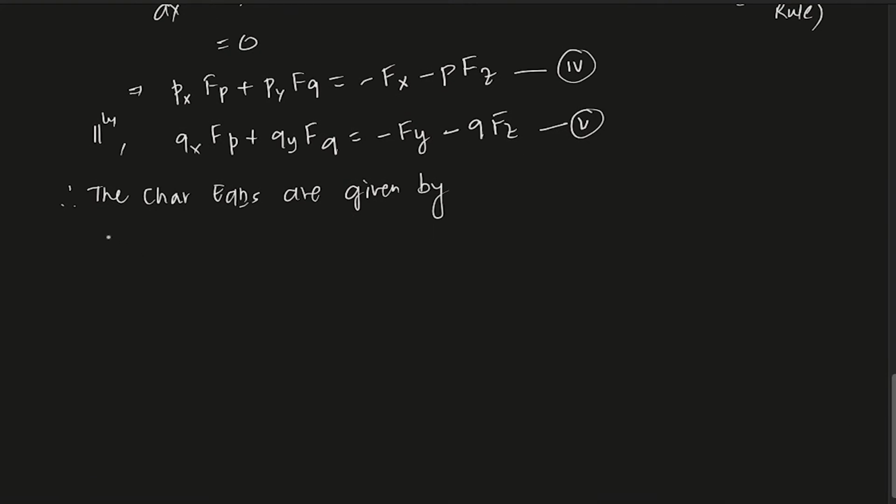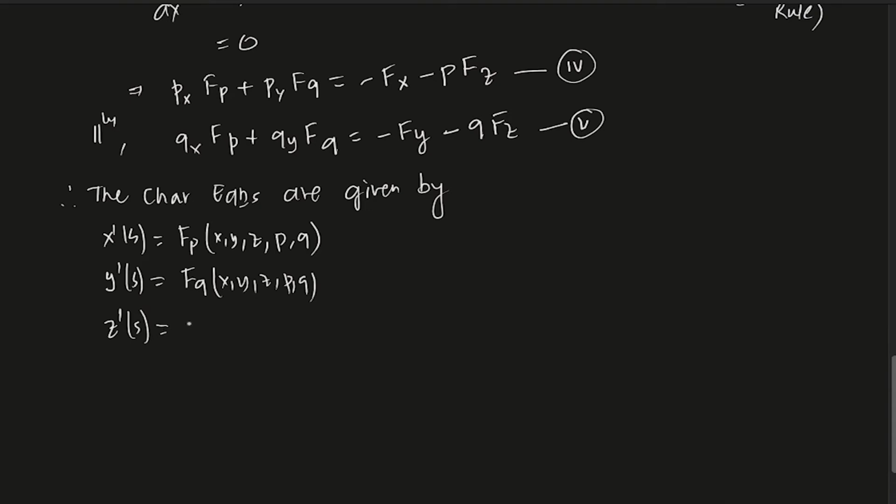x prime of s is f_p. Okay, f_p obviously depends on x, y, z, u_x, p, and u_y, q. Again similarly y prime of s is f_q, which again depends on this p, q. Okay, and z prime of s is p f_p plus q f_q. I obviously am not writing that it depends on x, y. Please write it down if you want to.